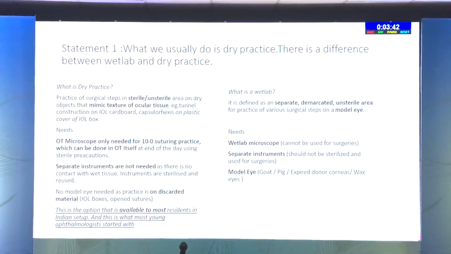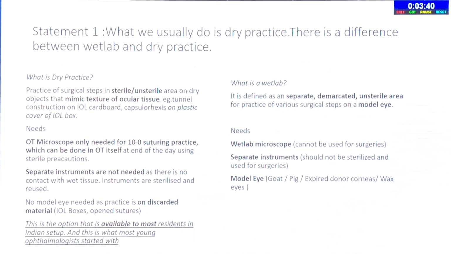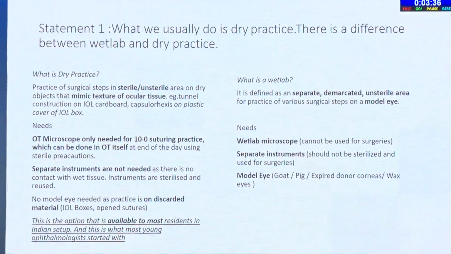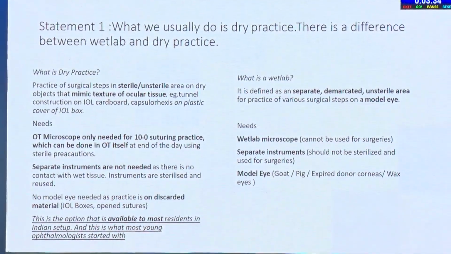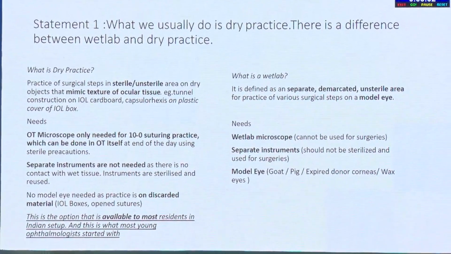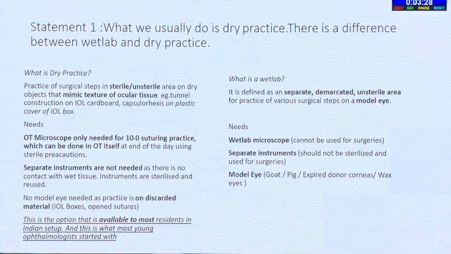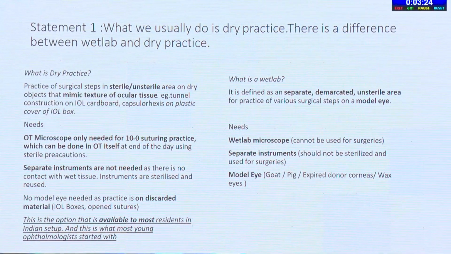There's a huge difference between wet lab and dry practice. What is dry practice? Practice of surgical steps in a sterile or unsterile area on dry objects that mimic texture of ocular tissue. Example, tunnel construction on IOL cardboard, capsulorhexis on plastic cover of IOL box.